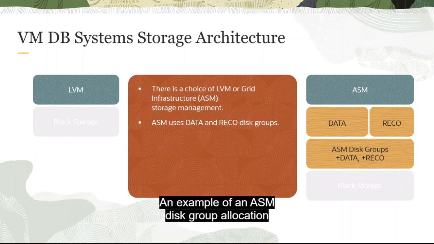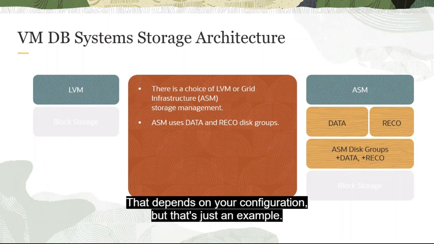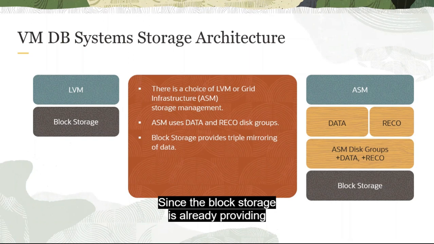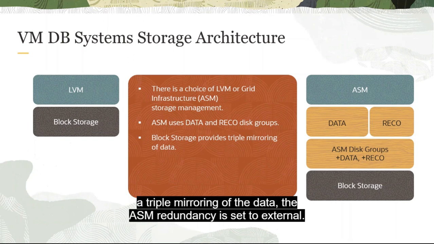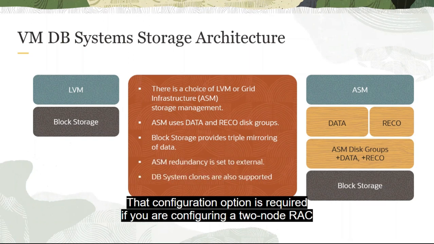An example of an ASM disk group allocation would be something like 80% for data storage and 20% for your RECO disk group storage. That depends on your configuration, but that's just an example. Since the block storage is already providing a triple mirroring of the data, the ASM redundancy is set to external. That configuration option is required if you are configuring a two-node RAC database system deployment.